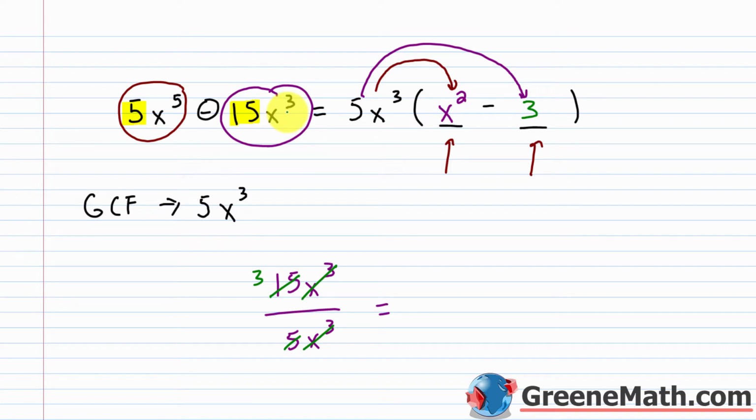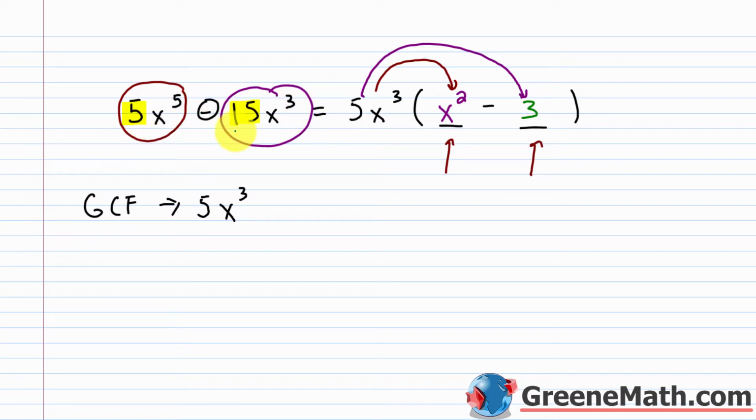So if you went back and you use your distributive property, 5x cubed times x squared will give you 5x to the fifth power. Then minus, you have a minus there. 5x cubed times 3 will give you 15x cubed. So you get back what you started with.